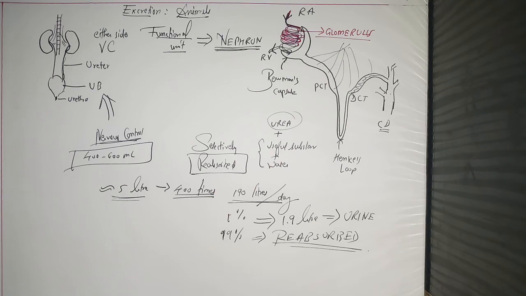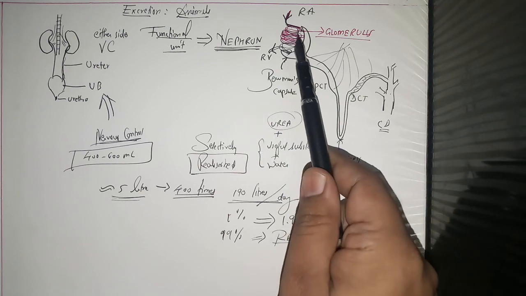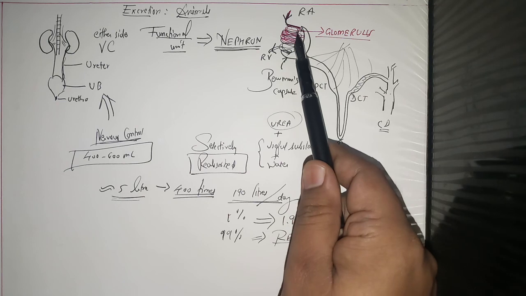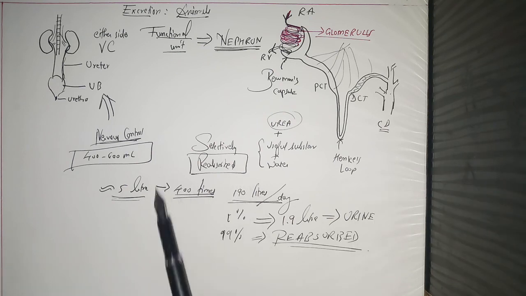So hope you got the gist of it. This is excretion in animals. The important thing in this is the functional unit called the nephron. And in the nephron, the important concepts to remember are: one, because of the pressure, filtration; then selective reabsorption of the substances which are important to us; and then urine formation. Also remember 400 times 5 liters. So these are important things.